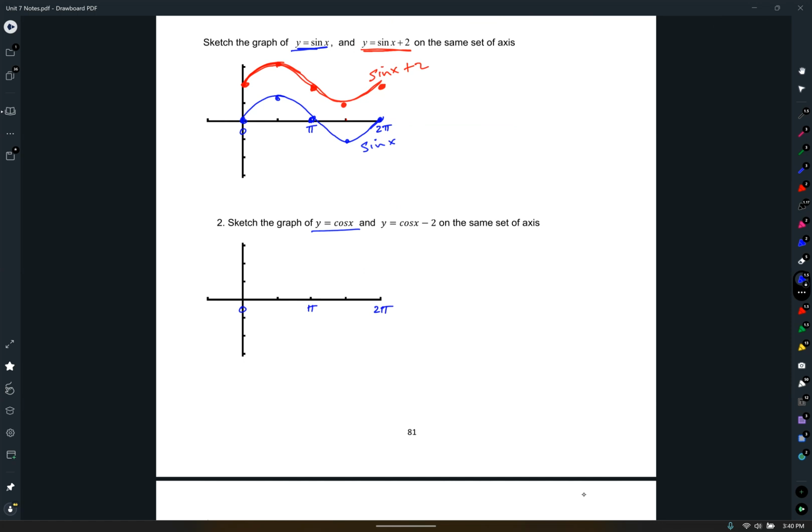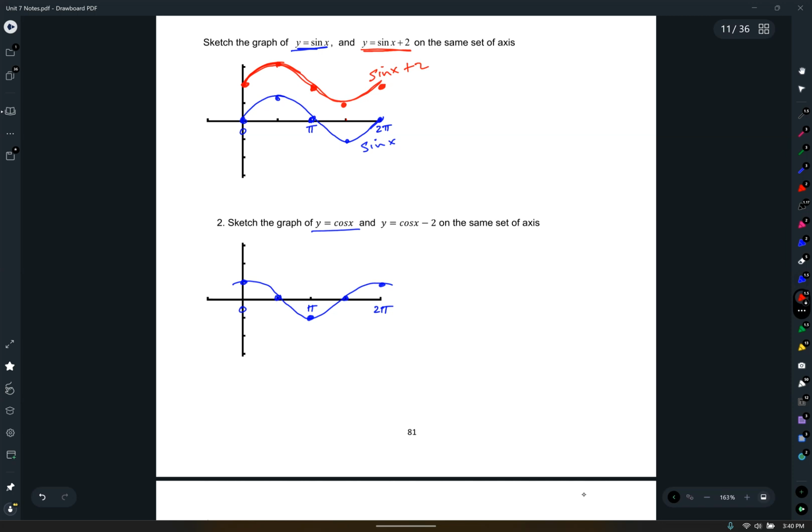So remember, cosine normally starts and ends at 1. Halfway I'm at -1, and then remember halfway between each of those we were at 0. So if I'm going to draw the basic cosine graph, something like that. Remember, I still curve all the way through.